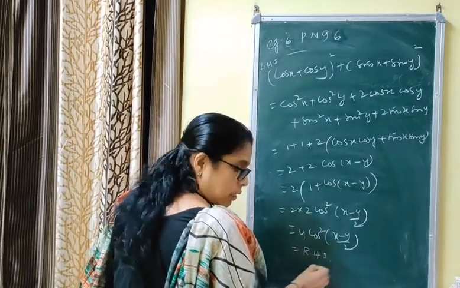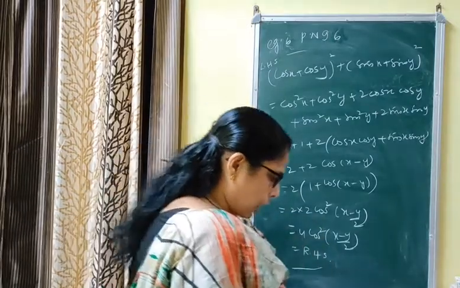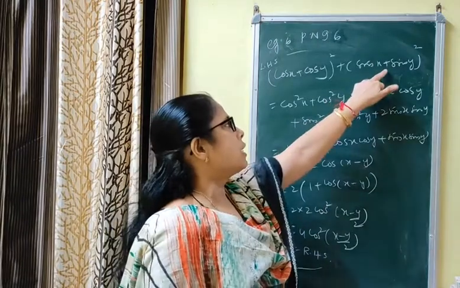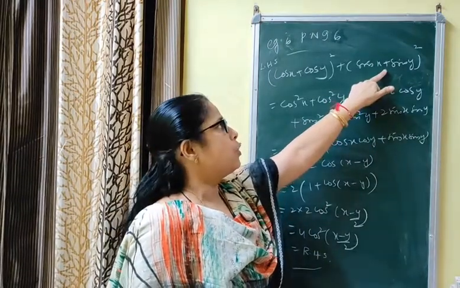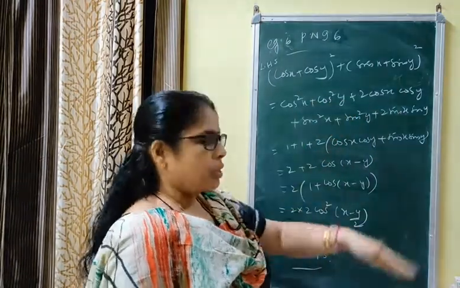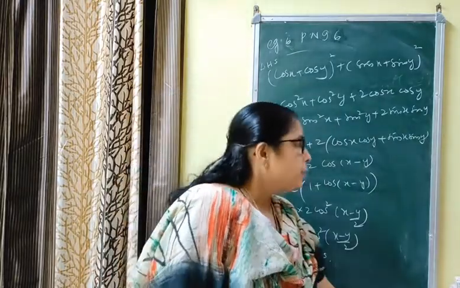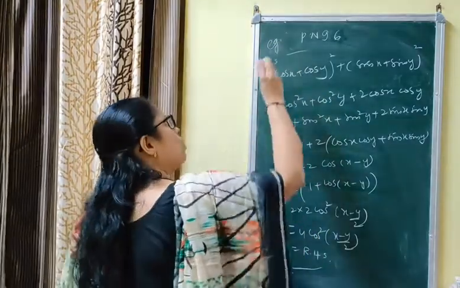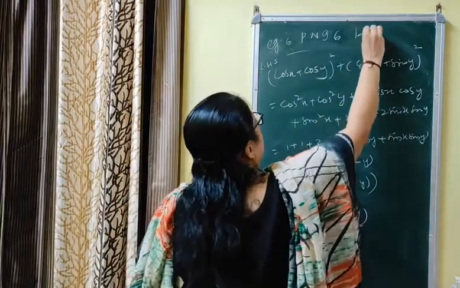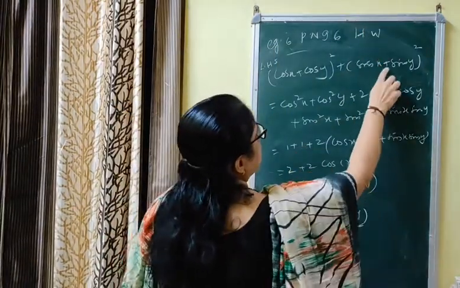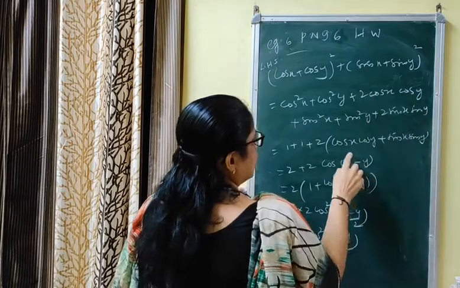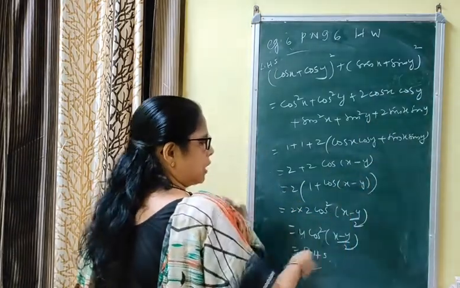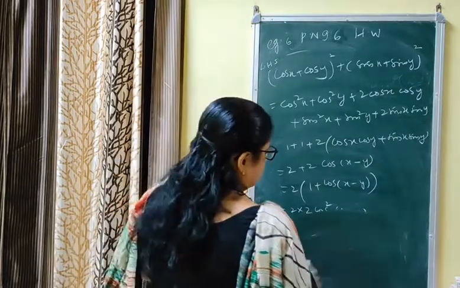In the book question, you are asked to prove 4 cos square (x plus y) by 2. For that, the sign given there is minus, but we used plus, so this question is new for you and we have done it. This is not example 6; you can do example 6 as homework. Just changing this to sin x minus sin y, this term becomes minus, then that becomes plus, and all terms will get cos square (x plus y) by 2.